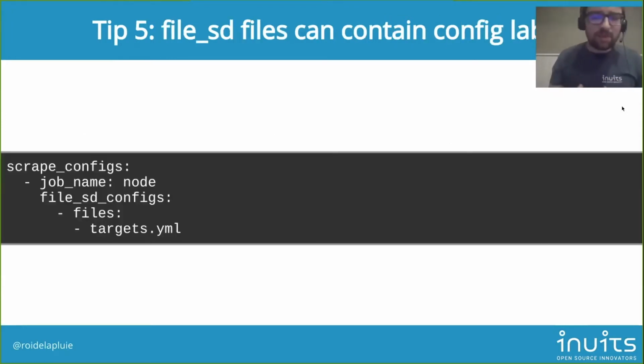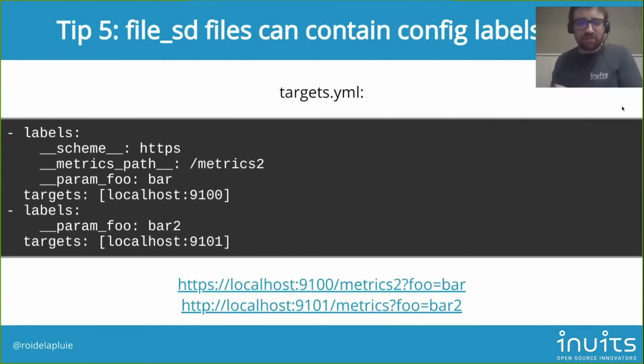And the last tip I want to tell you is that the file SD, which is the generic service discovery in Prometheus, it can contain configuration labels. So this is basically the Prometheus configuration, and then you can have targets.yaml files, for example, or JSON files, but you can then include the special labels. You can check the Prometheus configuration, but you can change the scheme, change the metrics path, and change the HTTP parameters, for example, individually for each target or each target group that you want.